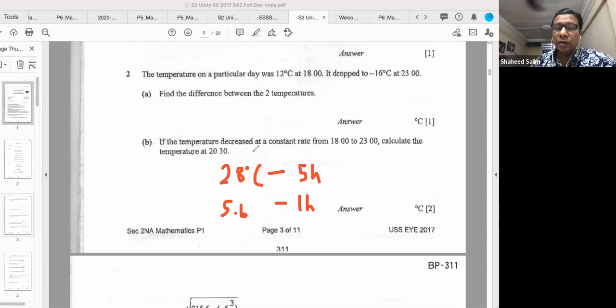But this is the hourly change in temperature. They want to know what's the temperature at 2030. So you have to find out from 18 to 2030, how many hours is that? How many hours, how many minutes?